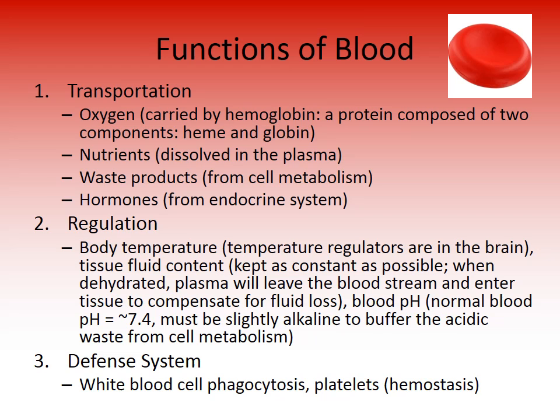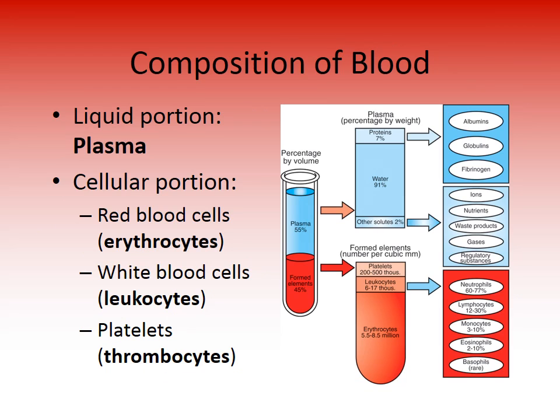And also platelets within our blood help as a defense mechanism because of hemostasis, which just means the process of clotting. So if we get a cut, our platelets will clot that so that we don't bleed out, right? So that's called hemostasis. So the composition of blood, there's a liquid portion and then a cellular portion.